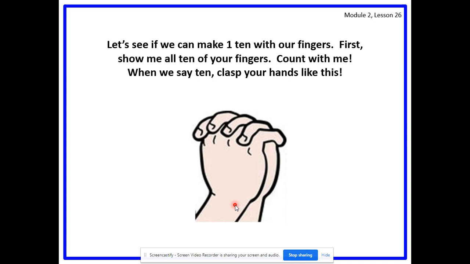What are we showing with our hands, our fingers put together? Get ready. Yes, 1 ten. Who knows why this is 1 ten? Well, if you said because there's 10 fingers together, you are right. This is why when we put our hands together, it's 1 ten, because there's 10 fingers together.